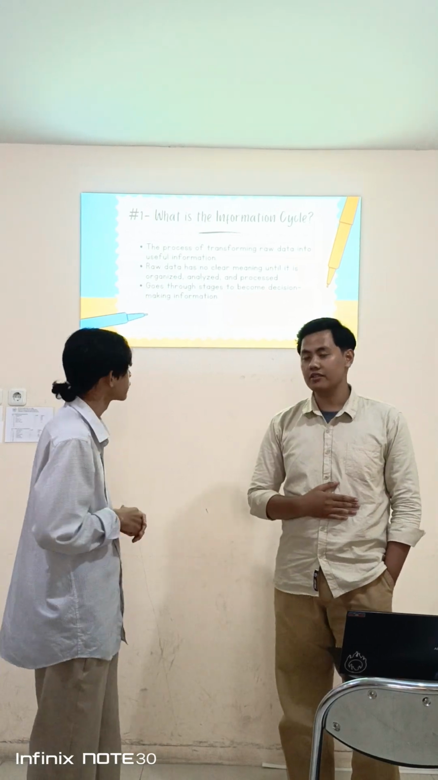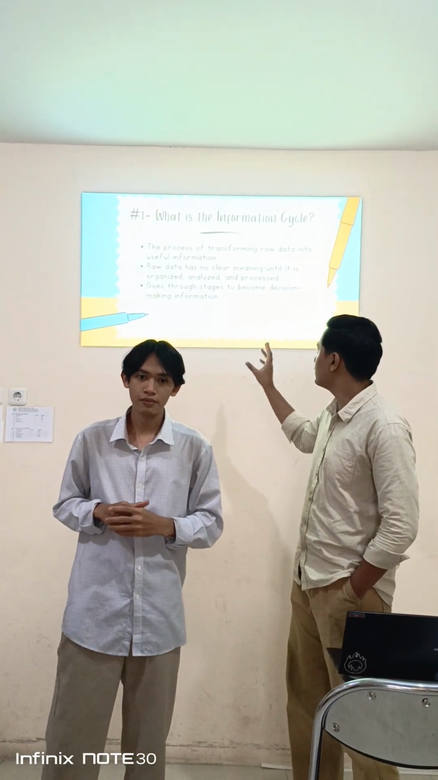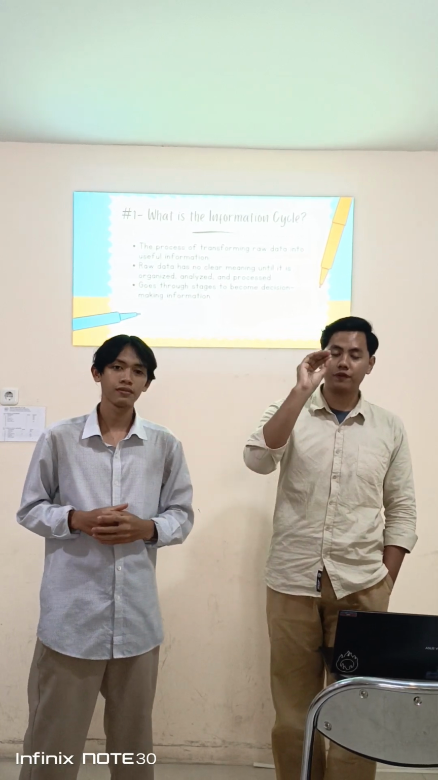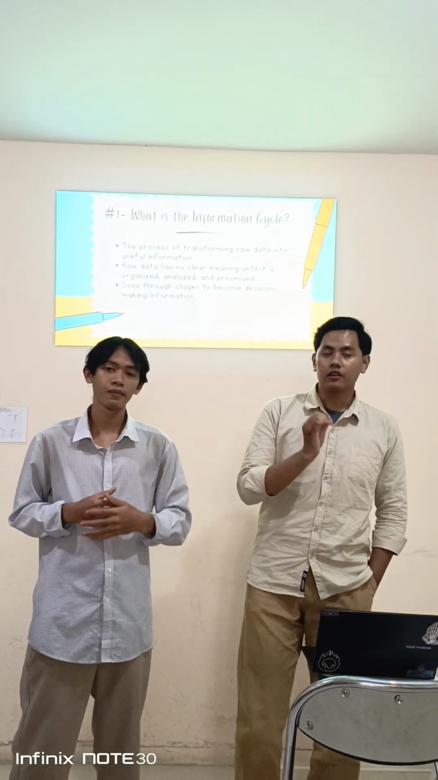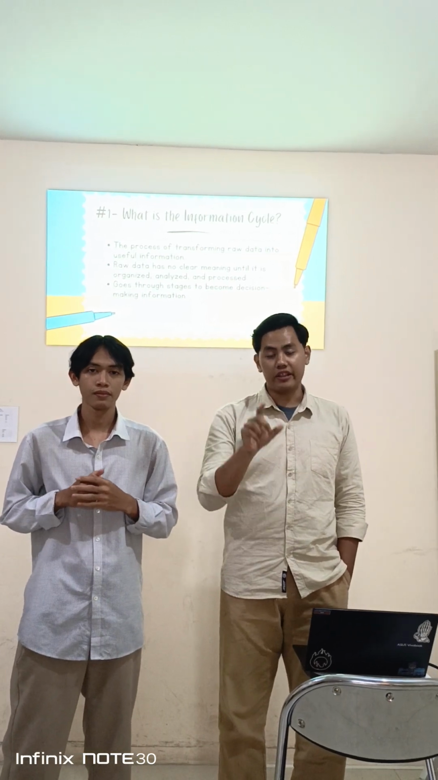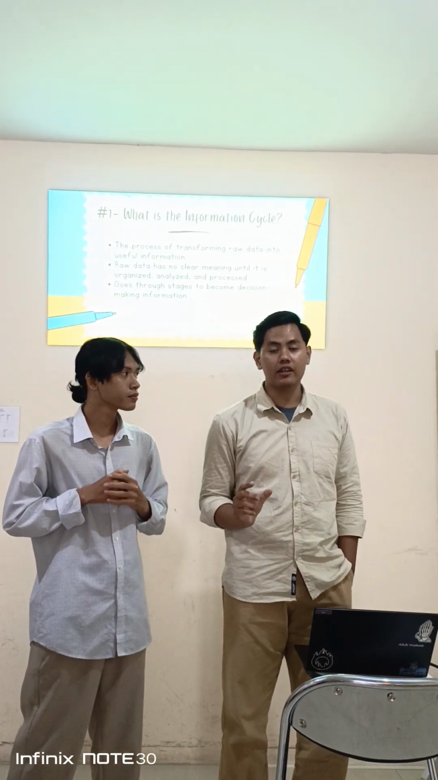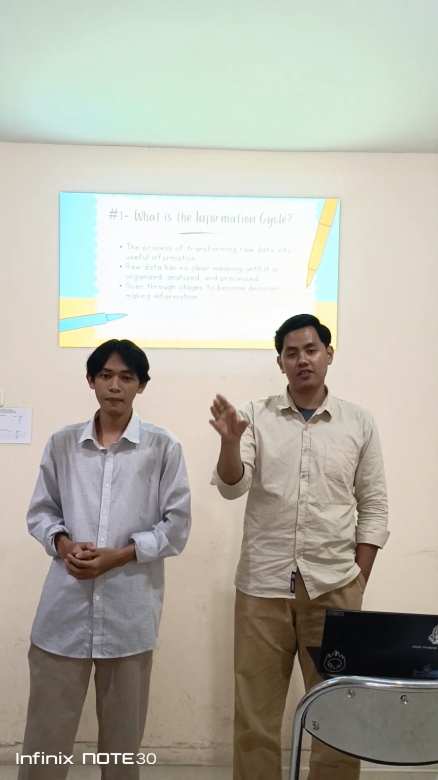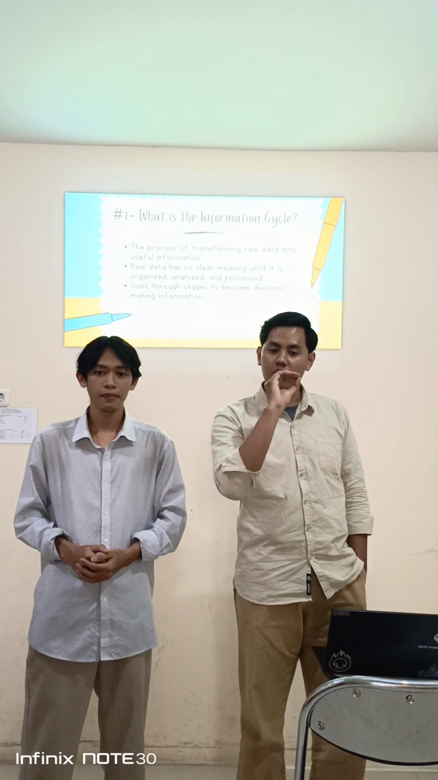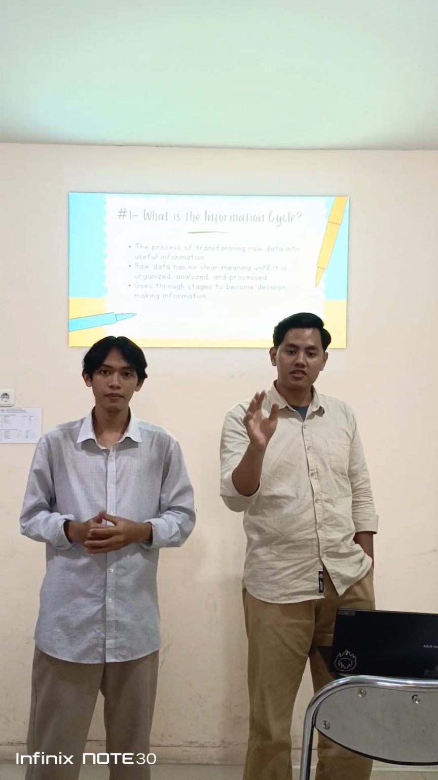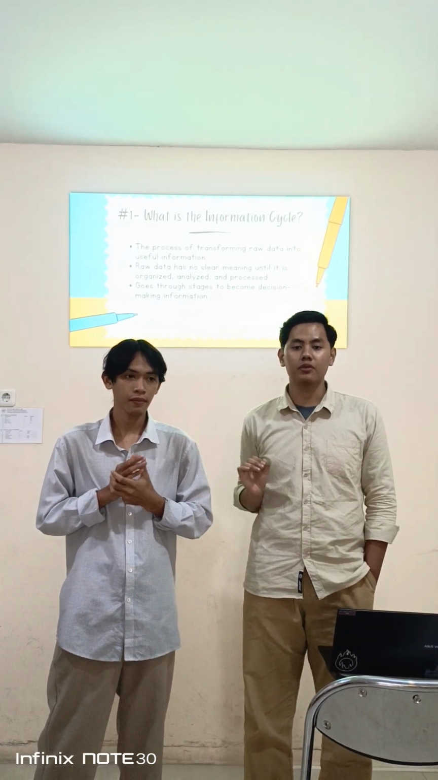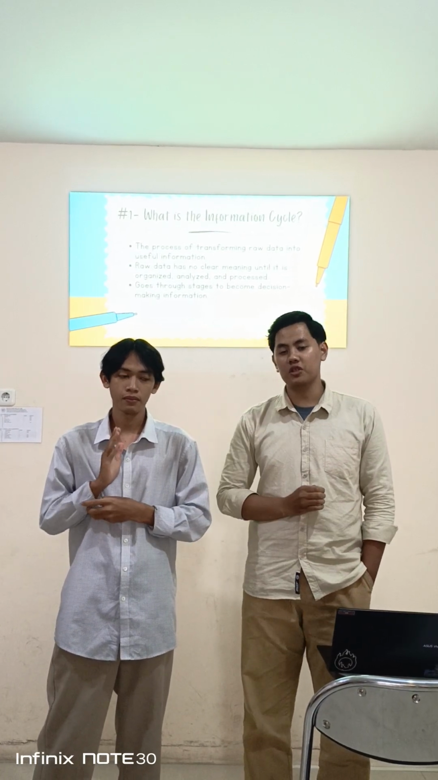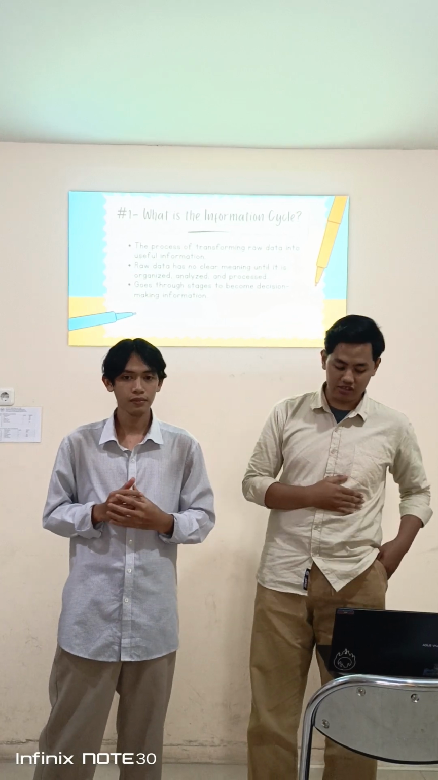In chapter 1, we'll see what the information cycle is. The information cycle is the process of turning data into useful information. Data is just like raw material. It doesn't have any meaning until it is processed. So the information cycle is the series of steps that change the data into useful information that helps us make decisions.